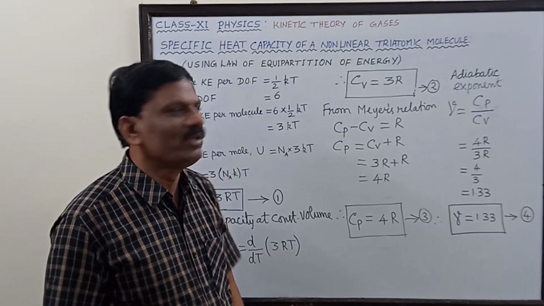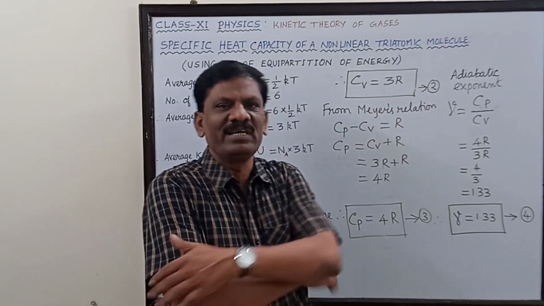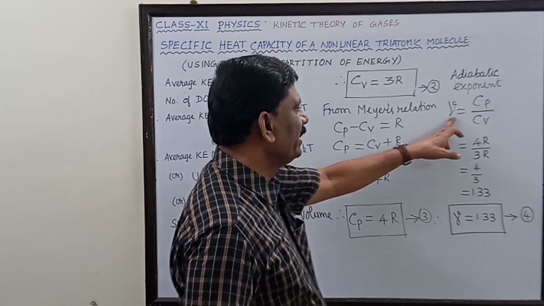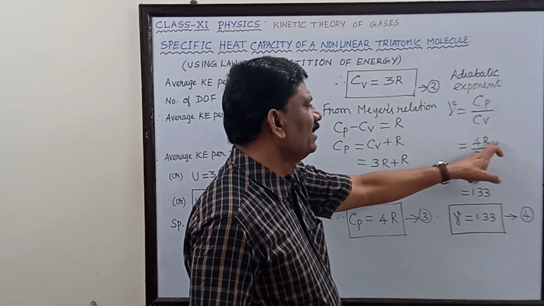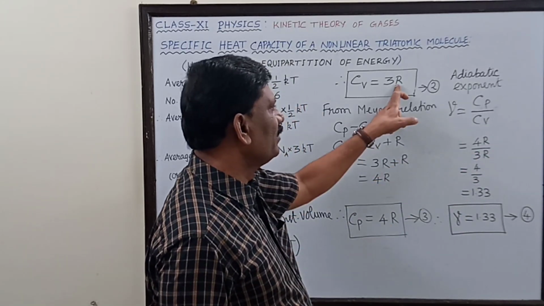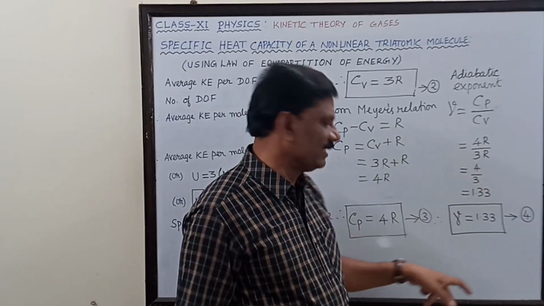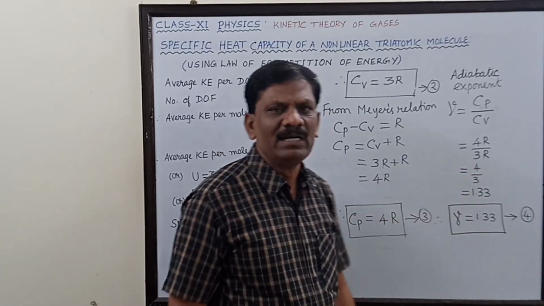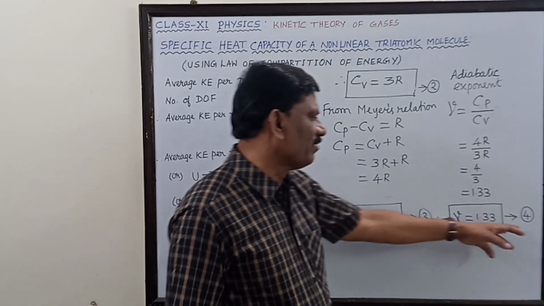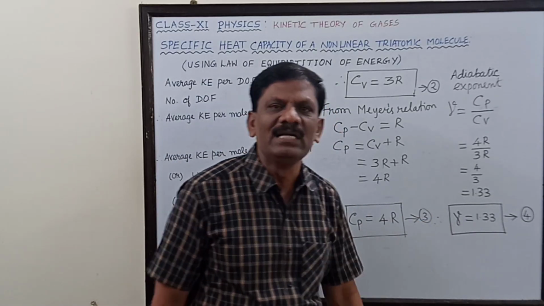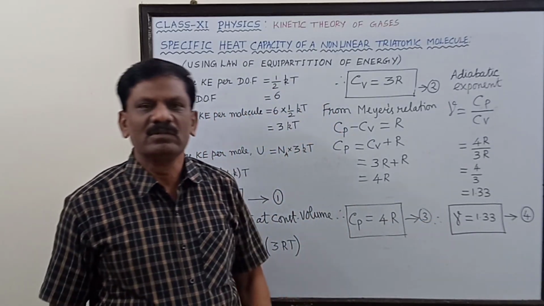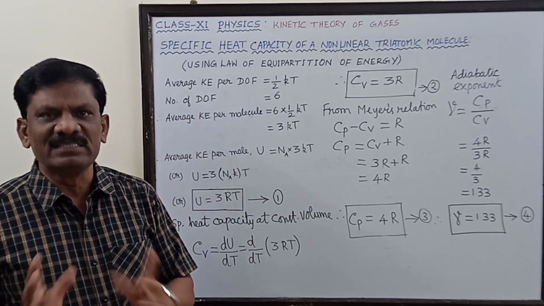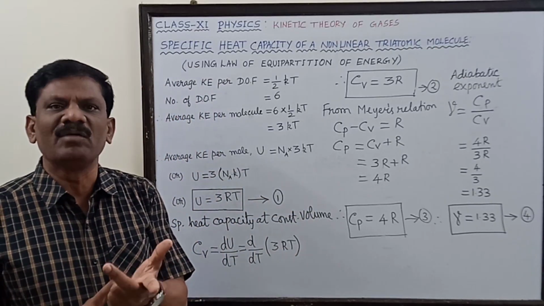Then as usual, how do you determine the adiabatic exponent gamma? It is the ratio of Cp and Cv. So gamma equals Cp by Cv equals 4R divided by 3R. R gets cancelled and it is equal to 4 by 3, which is 1.33. So the final equation number 4 is what? Gamma equals 1.33.